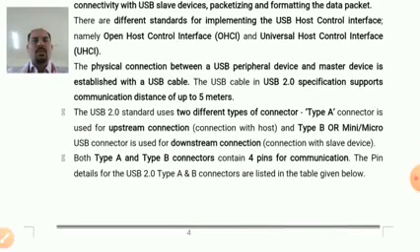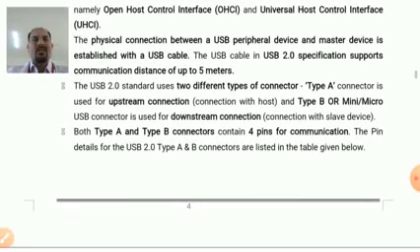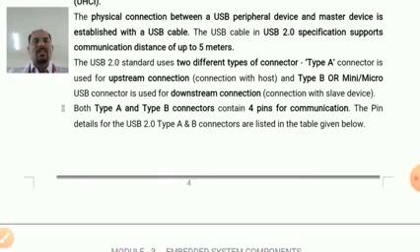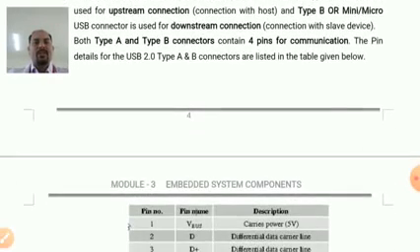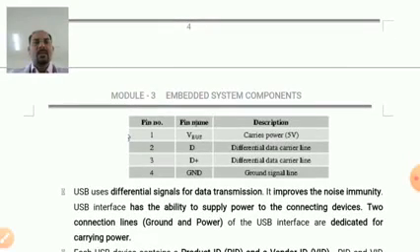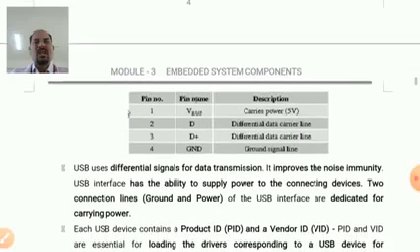The USB 2.0 specification supports communication distance of up to 5 meters. This USB 2.0 uses two types of connectors. Type A is used for the upstream connection, and type B, which is also called mini or micro, is used for downstream connection. Both type A and type B connectors contain 4 pins for communication, and those 4 pins are VBUS that carries the power, D minus differential data carrier line, D plus differential data carrier line, and ground pin, that is the ground signal line.